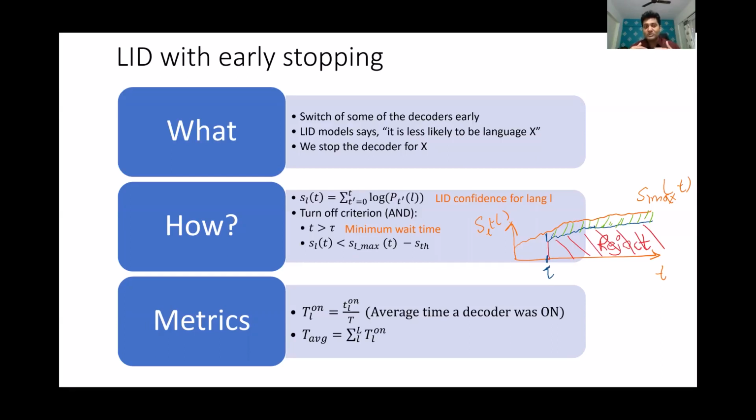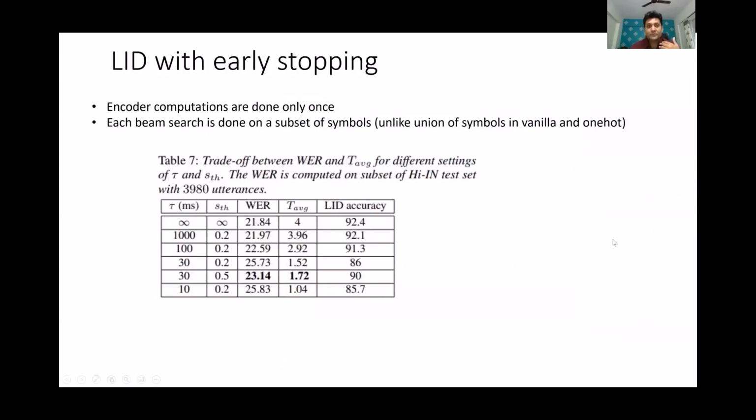What we propose is that whenever the LID model says it is less likely to be language X, we stop the decoder X. So we maintain the confidence score for each language as obtained from the LID classifier, and whenever the confidence score falls below a certain threshold, we stop that particular decoder. Now, when we do this, we are able to reduce the number of decoders run from 4 in our case to 1.72. The average number of decoders running is just 1.72, with a modest increase in the word error rate from 21.84 to 23.14.